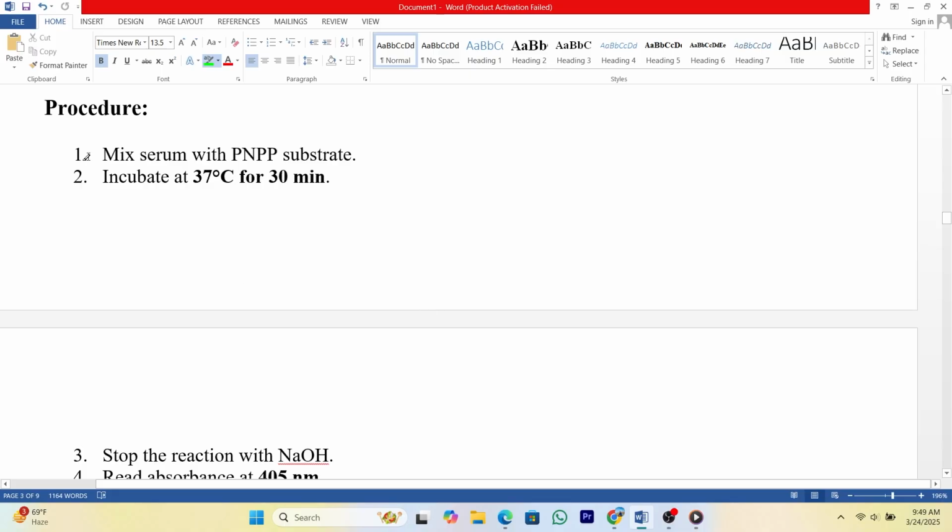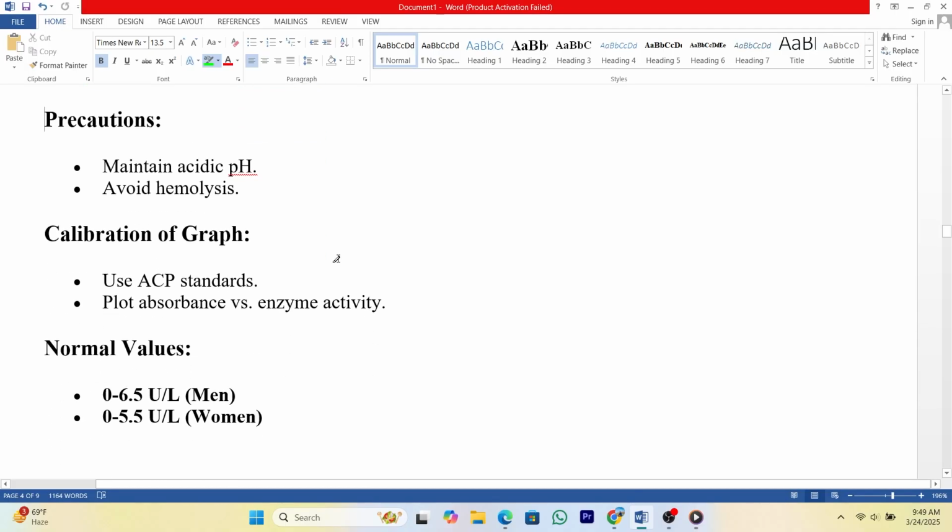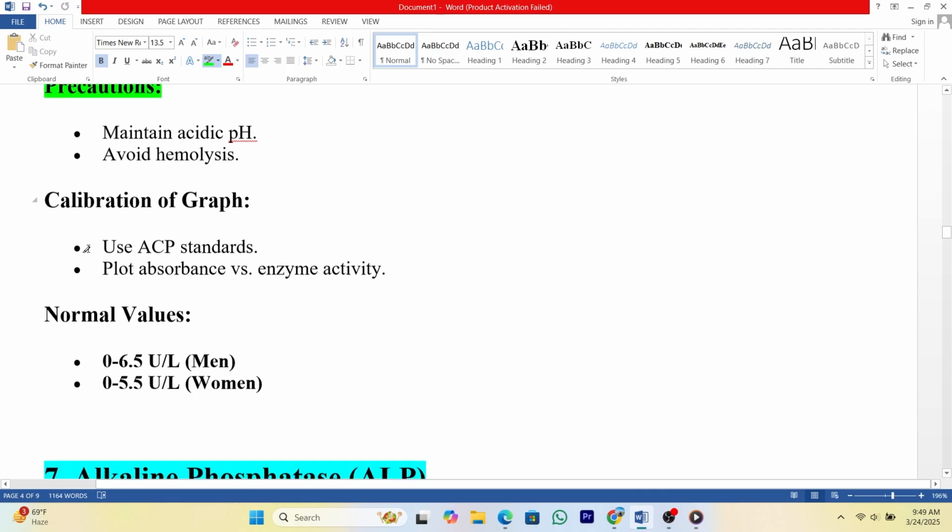Procedure. 1. Mix serum with PNPP substrate. 2. Incubate at 37 degrees Celsius for 30 minutes. 3. Stop the reaction with NaOH. 4. Read absorbance at 405 nm. Precautions. Maintain acidic pH. Avoid hemolysis.